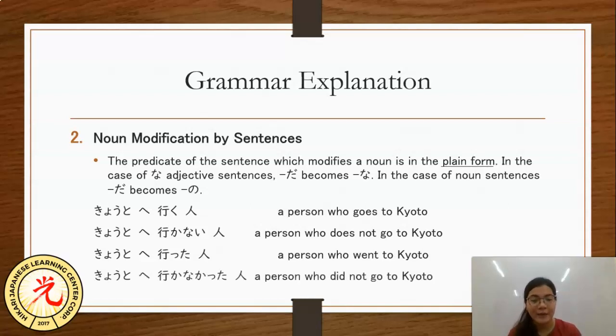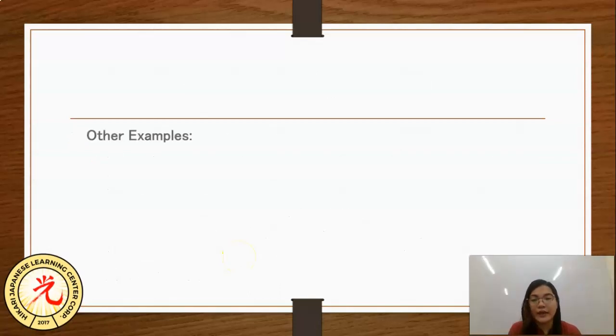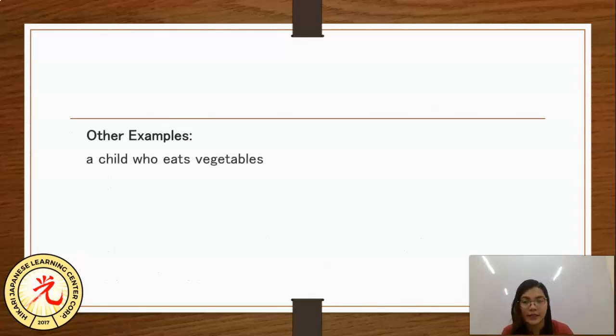Okay? And last, a person who did not go to Kyoto. Ang taong hindi pumunta ng Kyoto. Kyoto e ikanakatta hito. As you can see, nagiging plain form yung minomodify natin. Next are other examples of how to modify a noun by sentences.